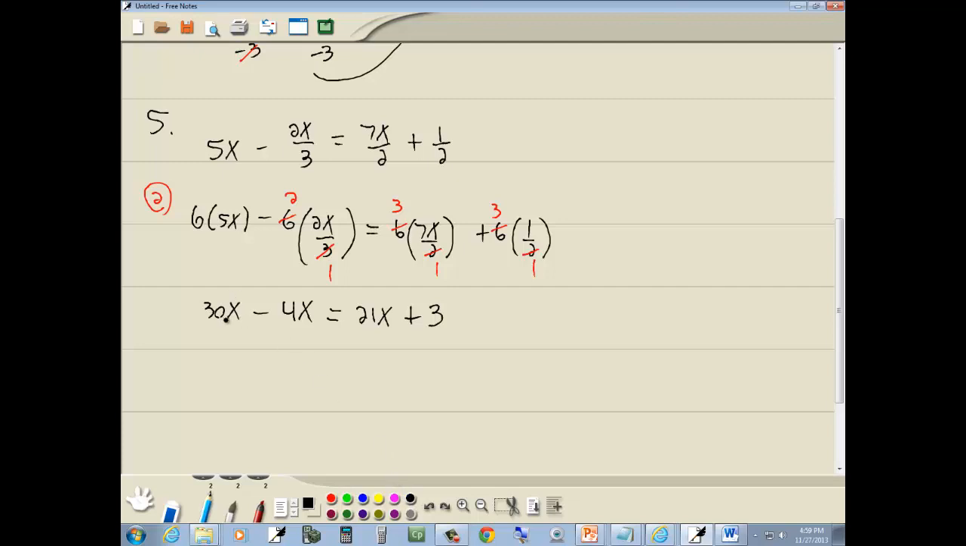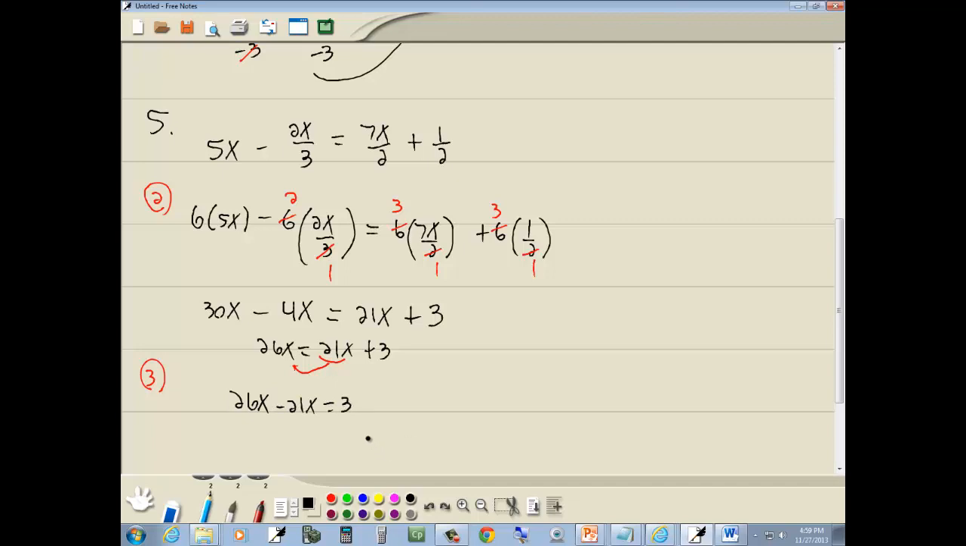Combine together like terms in a step. 30x minus 4x gives us 26x. Step 3. Get everything with an x on one side, numbers on the other. So I'll take 21x and move it over to the left side. So I got 26x minus 21x is equal to 3.